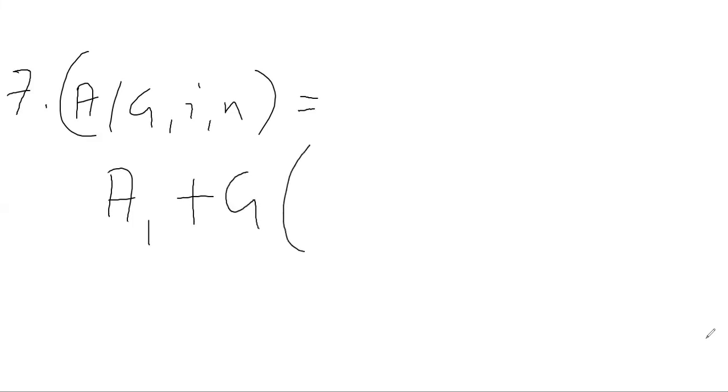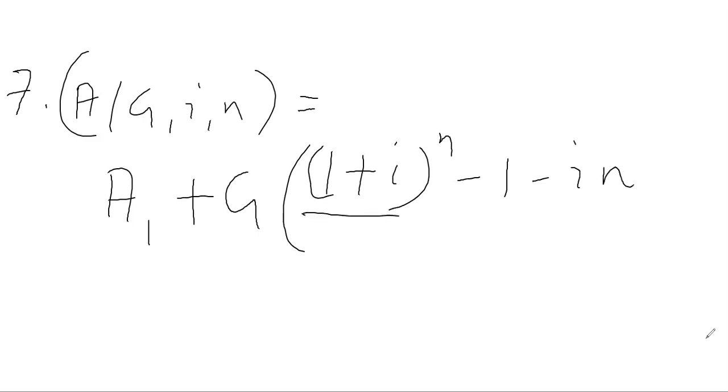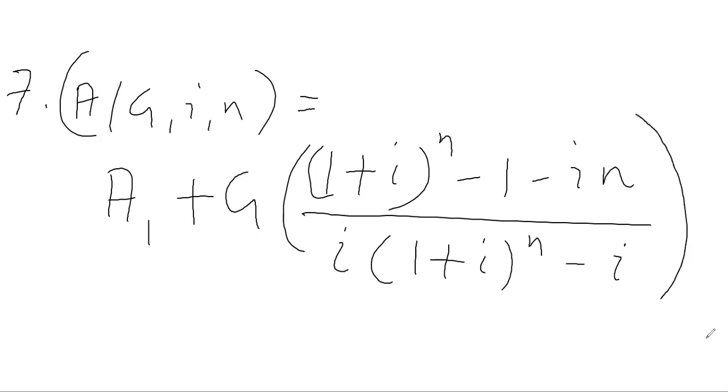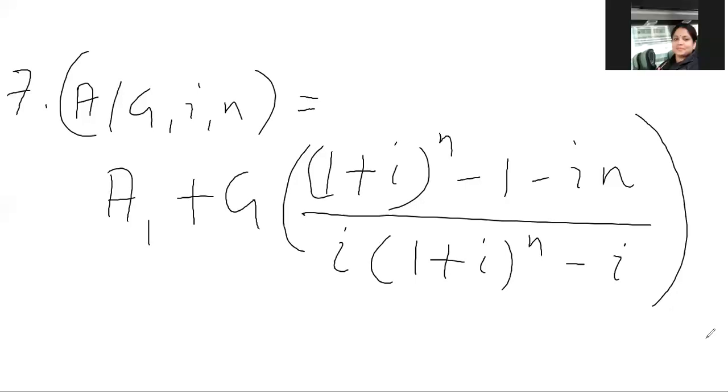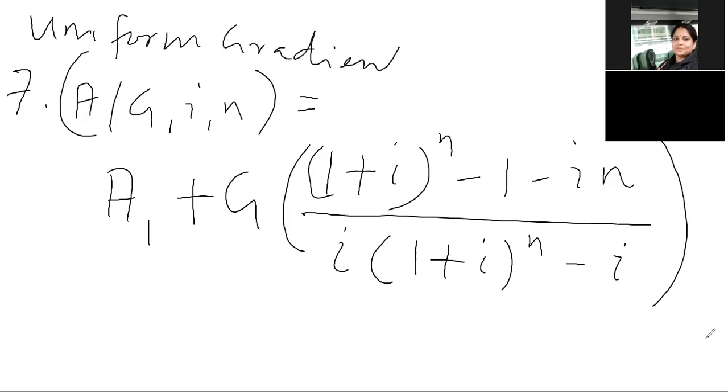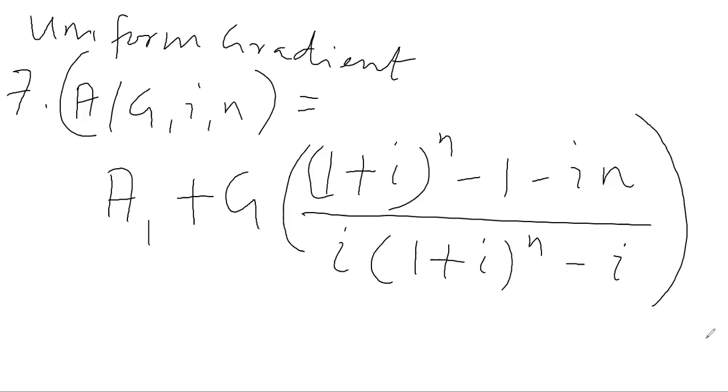Your seventh formula is given as A given G, I, N. We'll do this after we finish a little bit of practice of the mid-sem syllabus. In this, your formula is A = A1 plus your gradient G into [(1 + I)^N minus 1 minus IN] whole divided by I into [(1 + I)^N minus 1]. This is the case where your investment increases or decreases by a certain gradient. This is the uniform gradient series formula, which we will do after we practice a little bit of mid-sem.